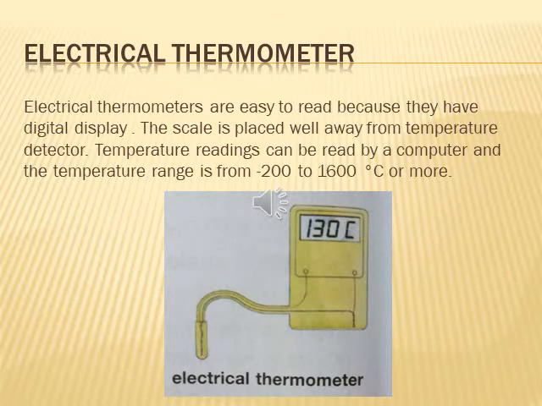Electrical thermometer. The temperature deep inside a furnace or kiln needs constant checking. Mercury or alcohol thermometers are not suitable because they cannot measure high temperature. So electrical thermometers are easy to read because they have digital display. The scale is placed well away from the temperature detector. Temperature reading can be read by computer and temperature range is from -200 degree to 1600 Celsius.